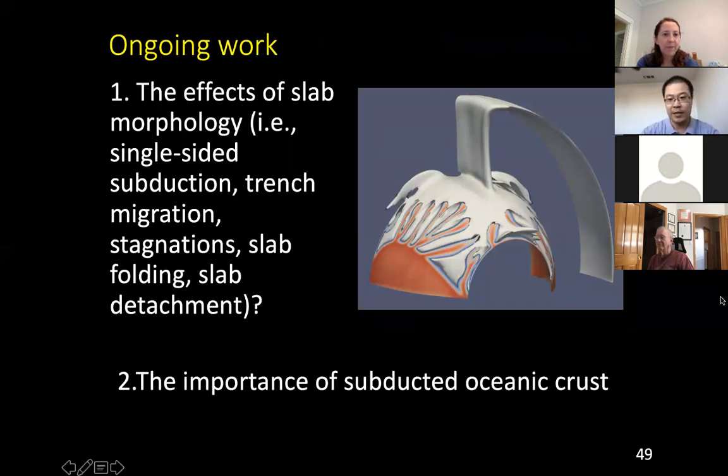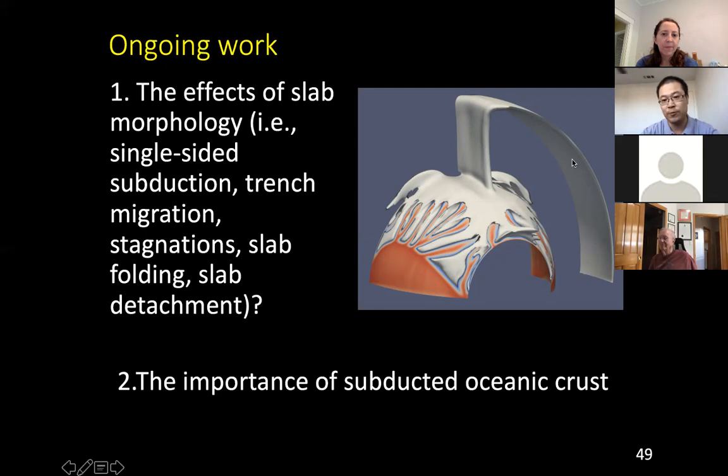And our models have lots of simplifications, right? Currently we are still working on these types of models, and the question we try to understand is what if the slab has different morphology, like single-sided subduction, trench migration, stagnant slabs, slab folding in the lowermost mantle, or slab detachment at some depths.